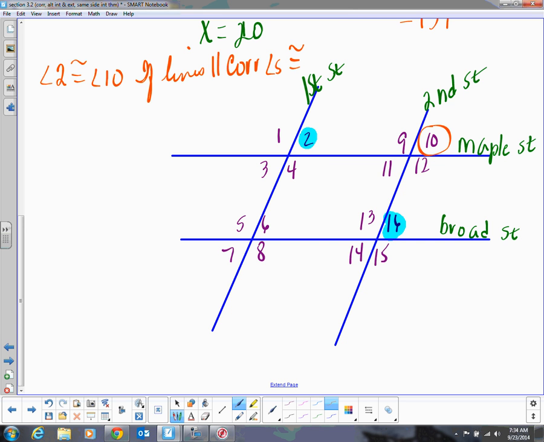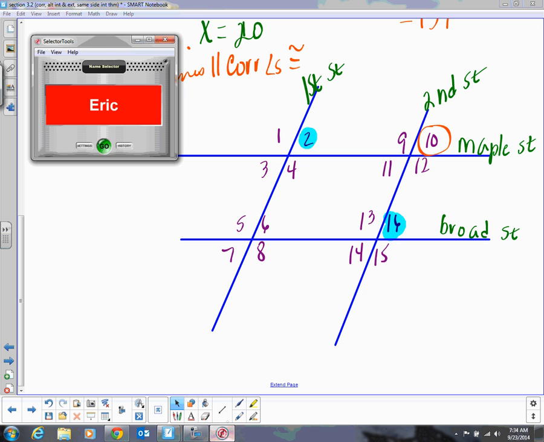Yes, sir? 2 and 16 are not congruent, and the reason why, we don't know yet. You can't jump from 2 to 16. There is no justification. You either have to work along First Street and down Broad Street, or you have to work along Maple Street and down 2nd Street to get there. So we've gone from 2 to 10. We're at 10 now. So the question is, how do I move from 10 closer to 16?